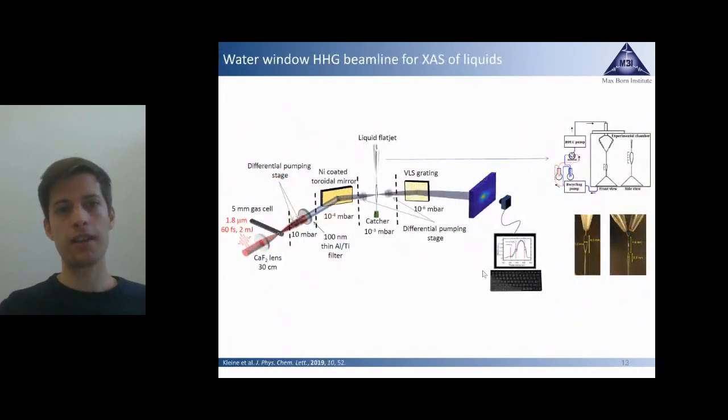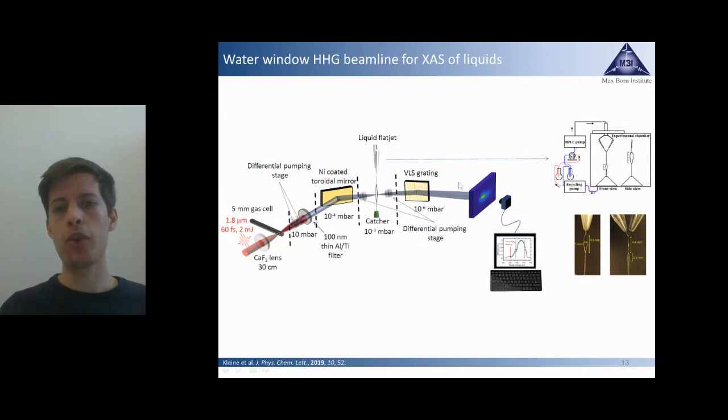I want to switch gears now and get at least a factor 1,000 times faster by going to our efforts with our water window HHG beamline, where we also ultimately aim for doing some X-ray absorption spectroscopy of liquids. So we're using 1.8 micron driver pulses to generate harmonics in a helium-filled gas cell, and focusing this into our sample chamber. We are also equipped with a liquid jet setup here, where we have a recycling pump attached, so we can recover sample out of the vacuum and pump it back in from the top. This is important to work with low sample amounts, in the tens of milliliters.